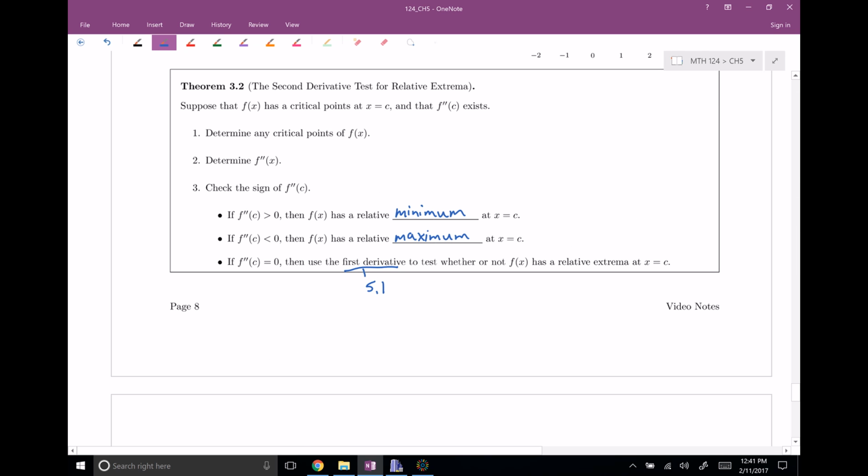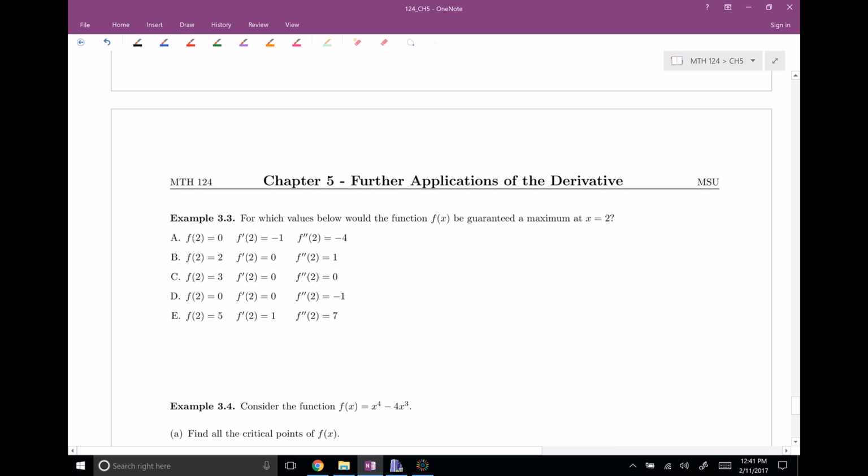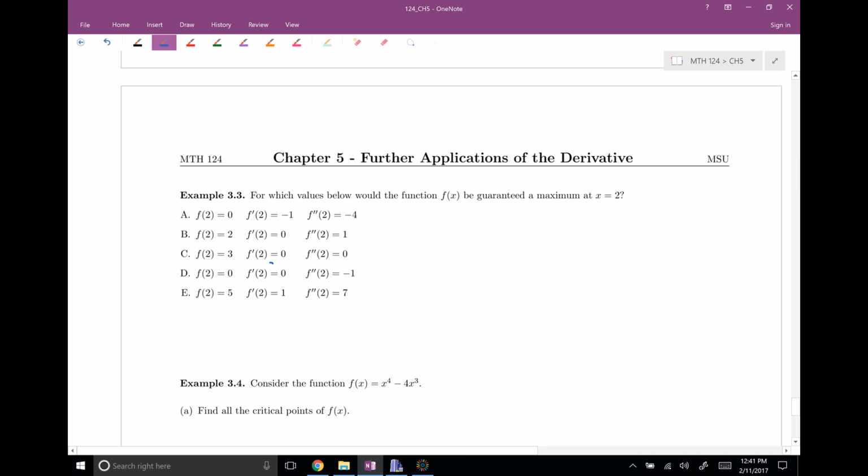So critical points is where the first derivative is equal to 0. So first derivative is equal to 0. That only happens in cases B, C, and D. So this doesn't really help us, A or E. So in B, C, or D, the first derivative is 0. These are critical points. We continue.